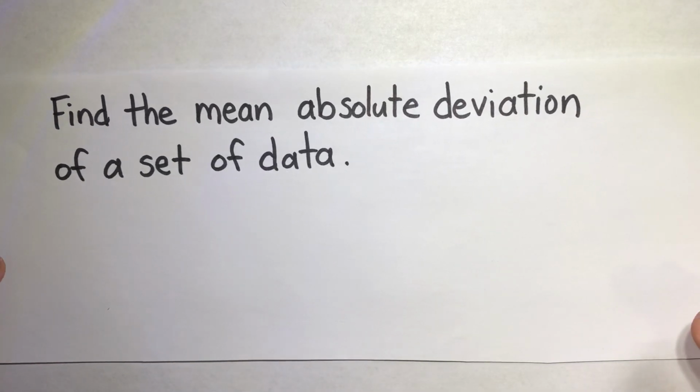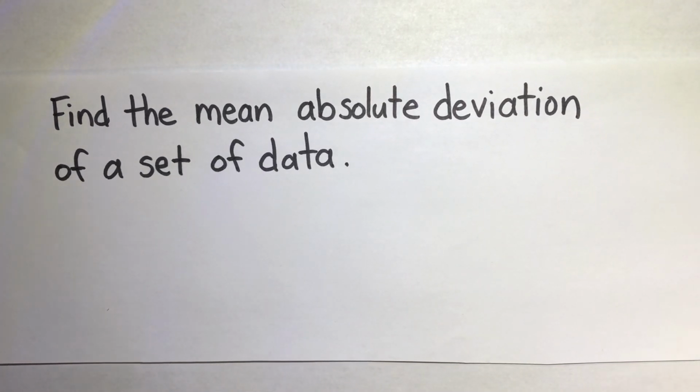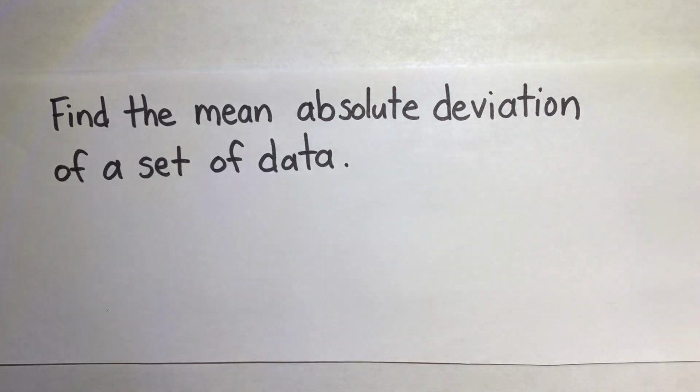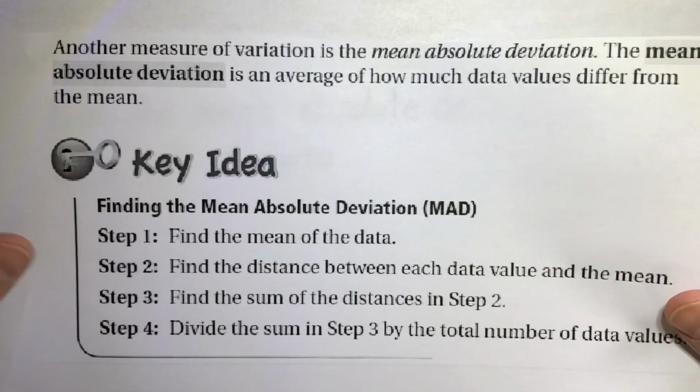Alright, this is our second video on mean absolute deviation. So we learned yesterday that the mean absolute deviation is exactly what it sounds like. It's the average of the absolute deviation. And we learned that the absolute deviation is how far the data is from the mean of the data. So we learned a four-step process for doing this.